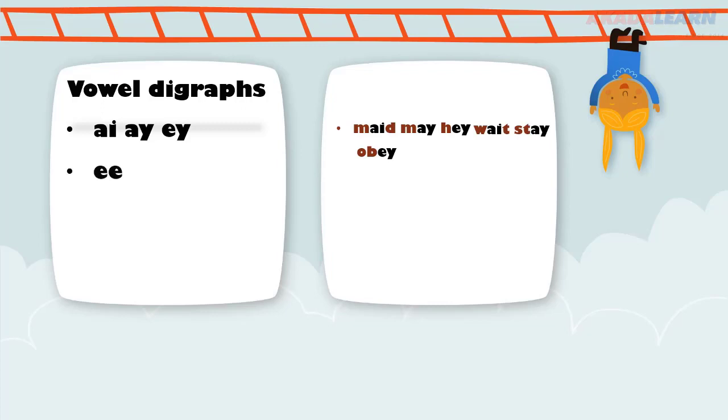Alright, let's look at the next digraph. E-E. Usually when you see E-E in a word, it makes the sound E. Say it with me. E. Very good.